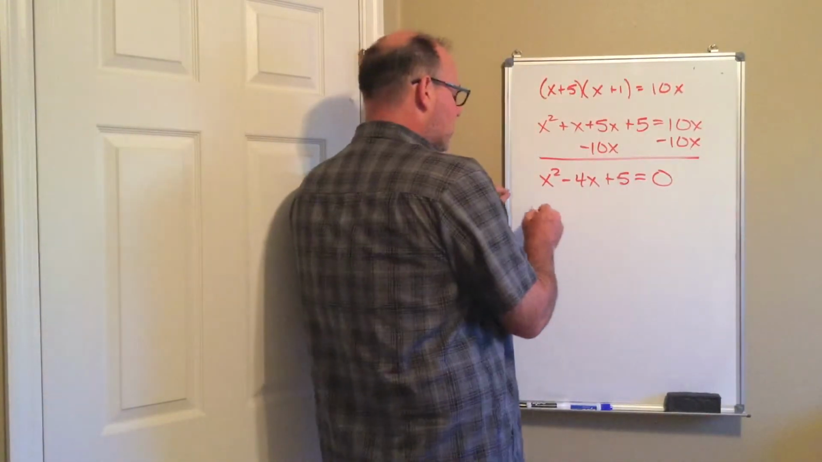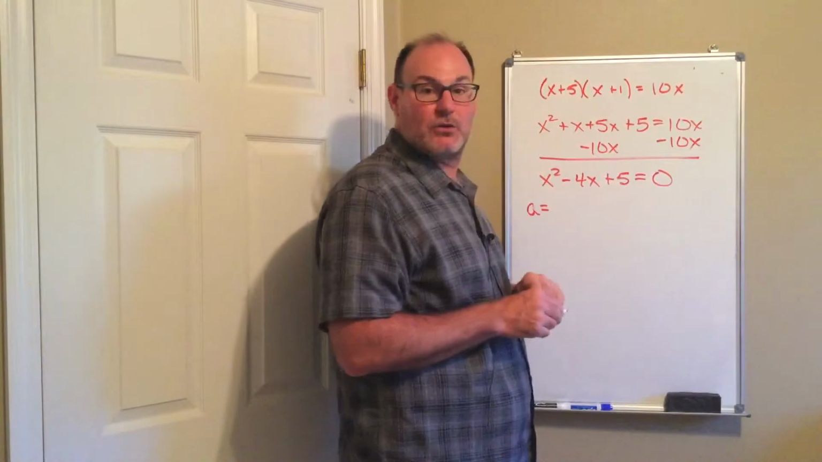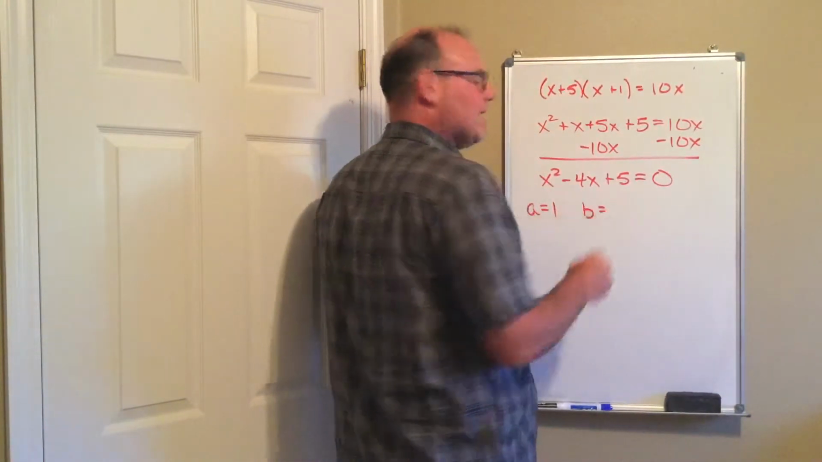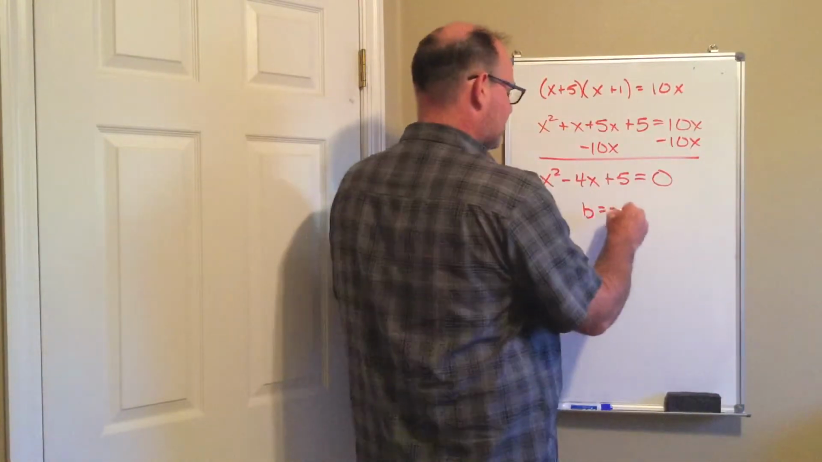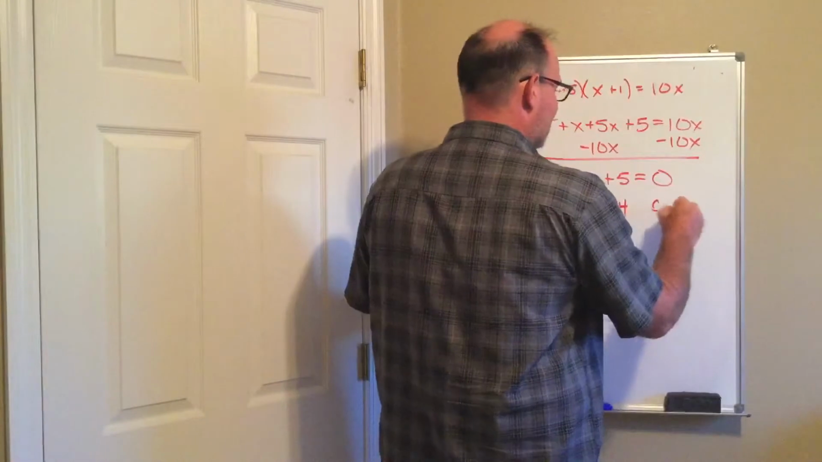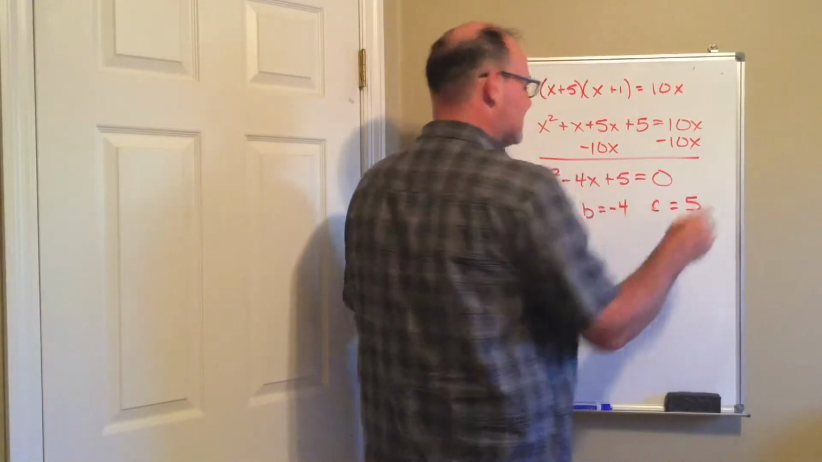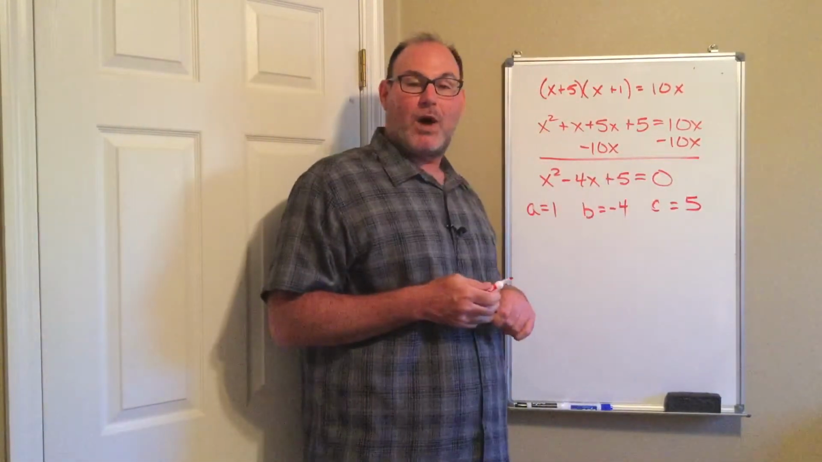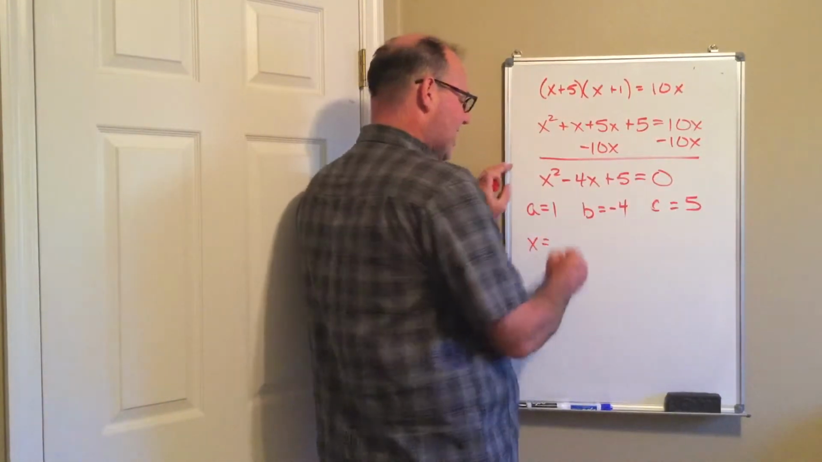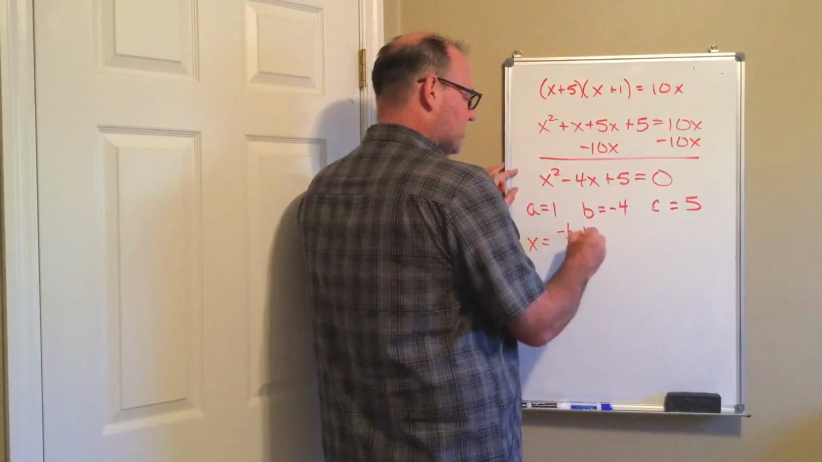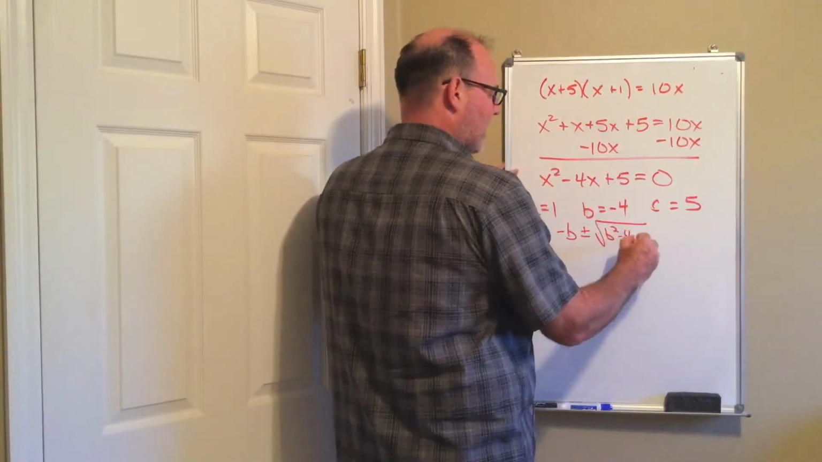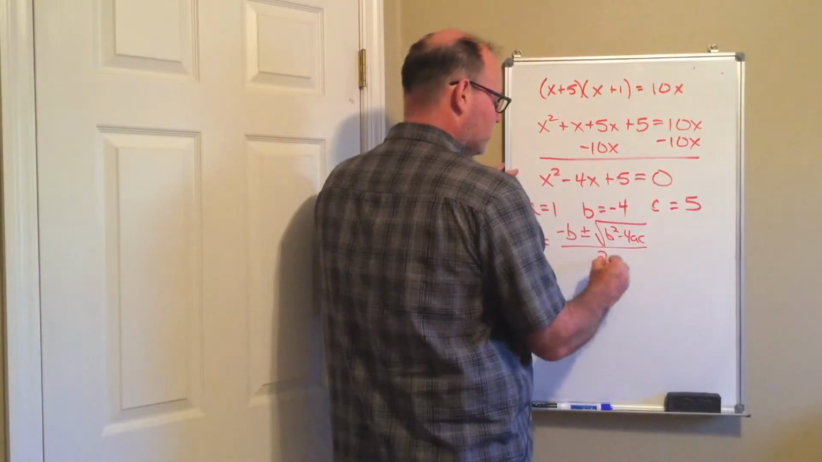So my value of a is the value in front of the x squared, which is 1 in this case. The value of b is the number in front of the x. That's negative 4. The value of c is the number that is added on or subtracted. In this case, it's 5. My quadratic formula, I'm going to write this out so that we can plug and chug, is negative b plus or minus the square root b squared minus 4ac all over 2a.